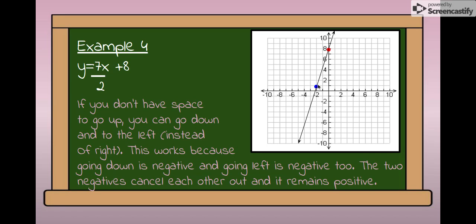So the reason why this works is because going down is like going negative 7. And going to the left is like going negative 2. So that's like negative 7 over 2. And when you have a fraction where you have the numerator negative and you have the denominator negative, the two negatives cancel each other out and it's the same as a positive.